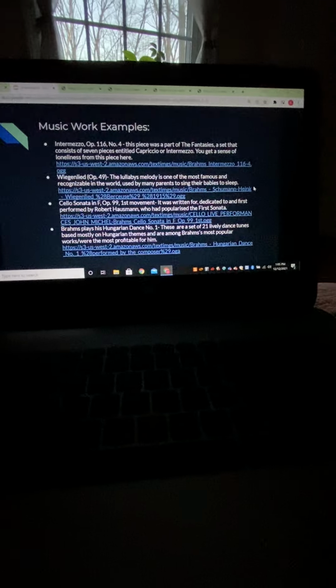So that one was a little bit more muffled. I'm not sure if it was supposed to be that way or not, but that was the last of the music examples that I had found.